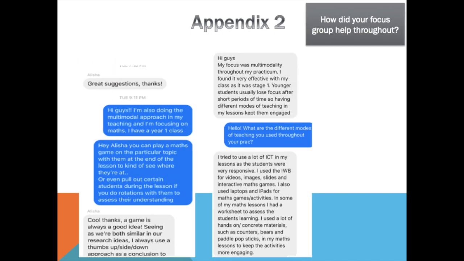Appendix 2. Linking it back to my group's focus question. How did your focus group help throughout? My group and I were in contact during the 4-week block. We spoke and assisted one another. We were able to share our ideas and receive feedback.